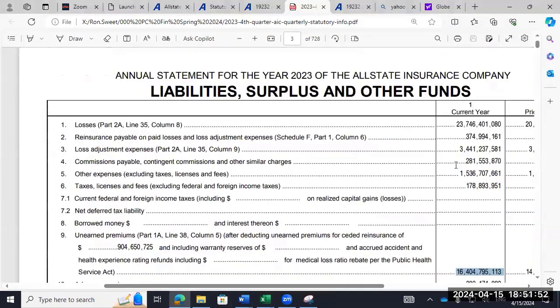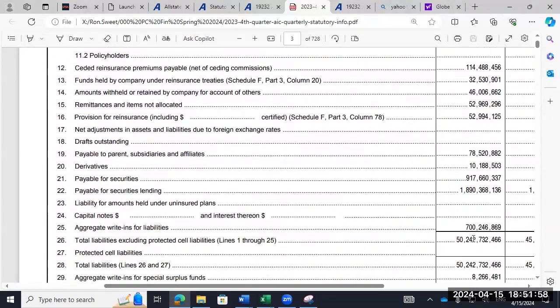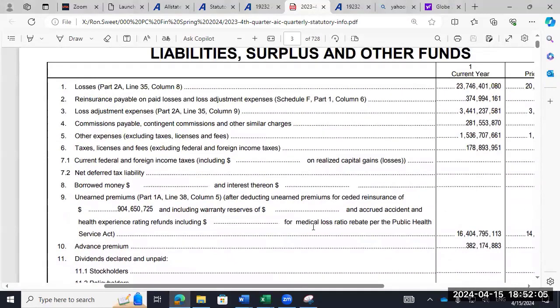It's a massive number. So take those two numbers together: 24 plus 16, you're up to 40. 40 of your 50, you're already almost there to the total liability. It's just those two reserves. Any other reserves you see? There's one more big one left.